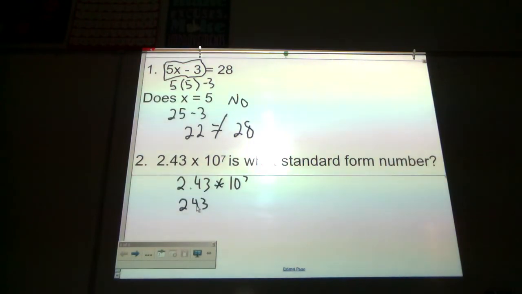So here's 1 place. Here's 2 places. 3, 4, 5, 6, 7, or there's a grand total of 5 zeros. So our answer is 24,300,000.